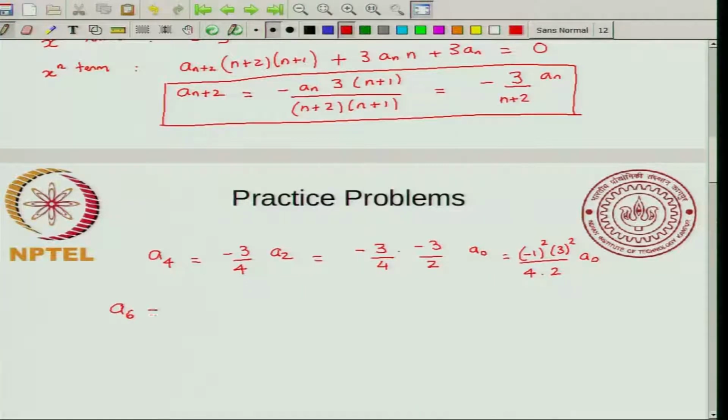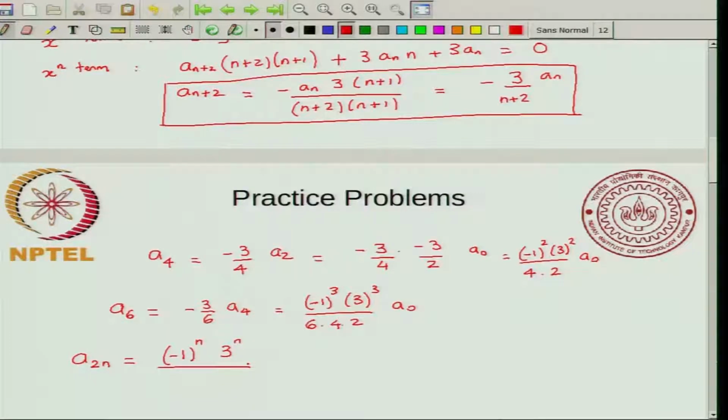Similarly, I can write a6 as minus 3 by 6 a4, and if I use this relation, what I will get is minus 1 cube 3 cube divided by 6 4 2 a0. So in general you can write a2n as minus 1 raised to n 3 raised to n divided by, now I can factor the 2 here. If I look at this, 6 4 2 is 2 cube into 3 factorial, so 1 into 2 into 3 into 2 into 2 into 2. So I can write this as 2 raised to n times n factorial, times a0. So I can write my a2n in this form.